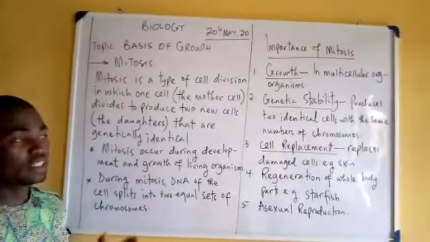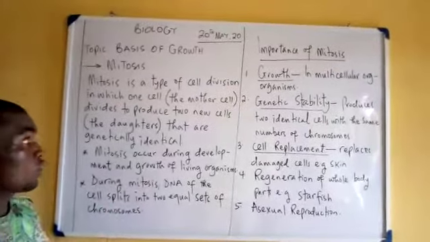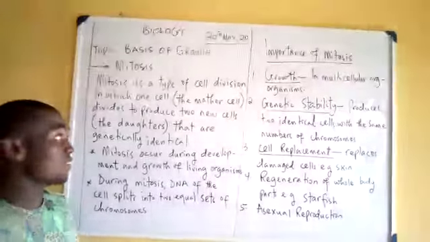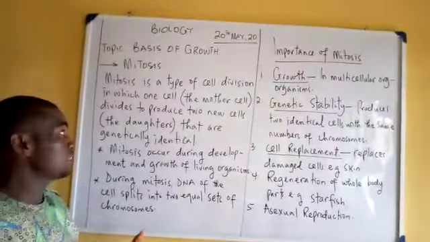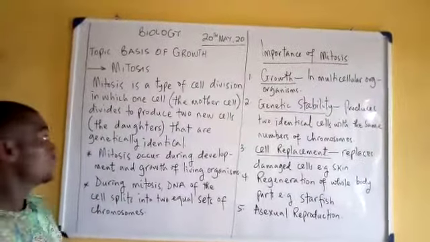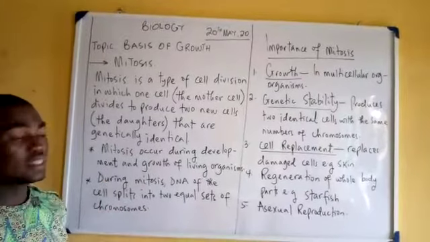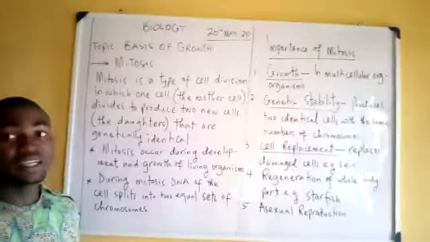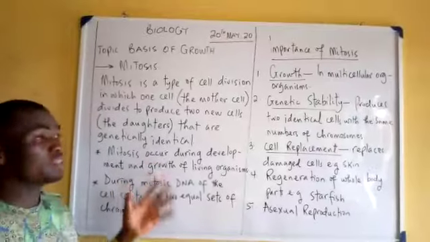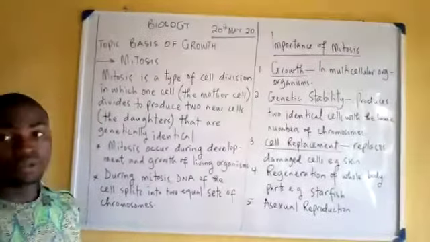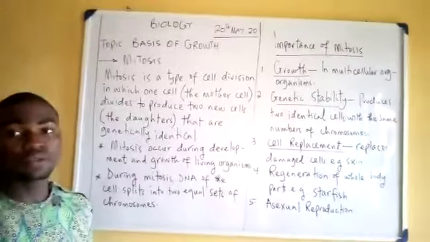Mitosis is a type of cell division in which one of the cells, also known as the mother cell, divides or splits to produce two new cells, also known as daughter cells, that are genetically identical. These cells are genetically identical. It simply means the cells are the same because they arise from a single source.